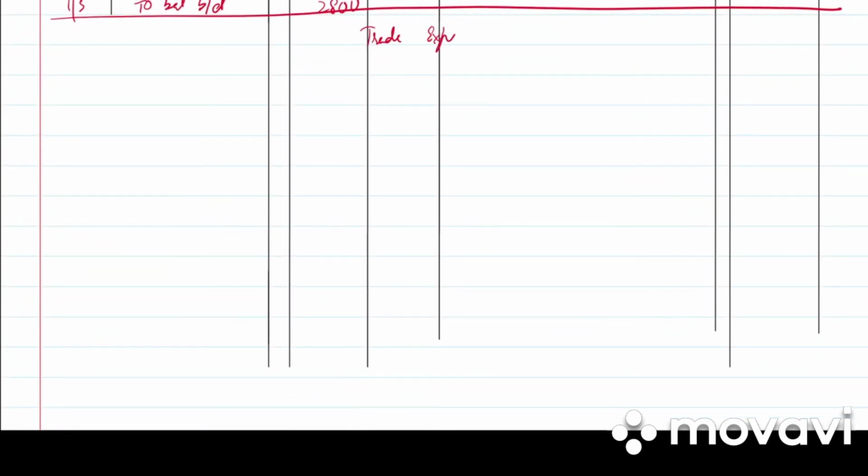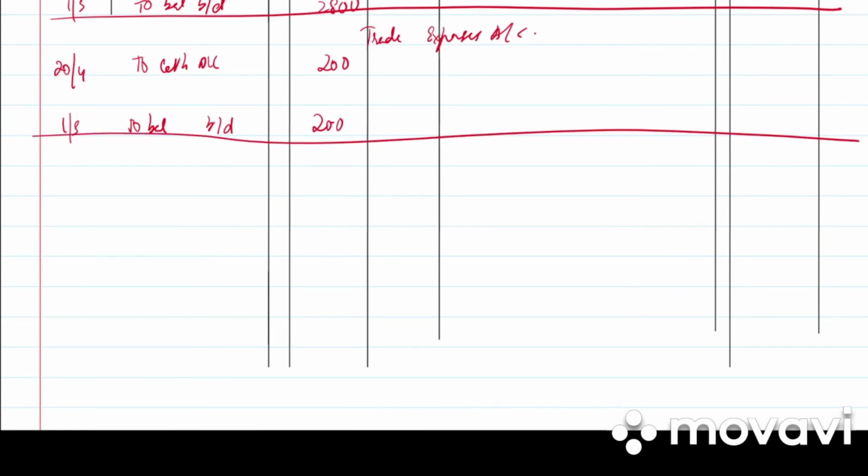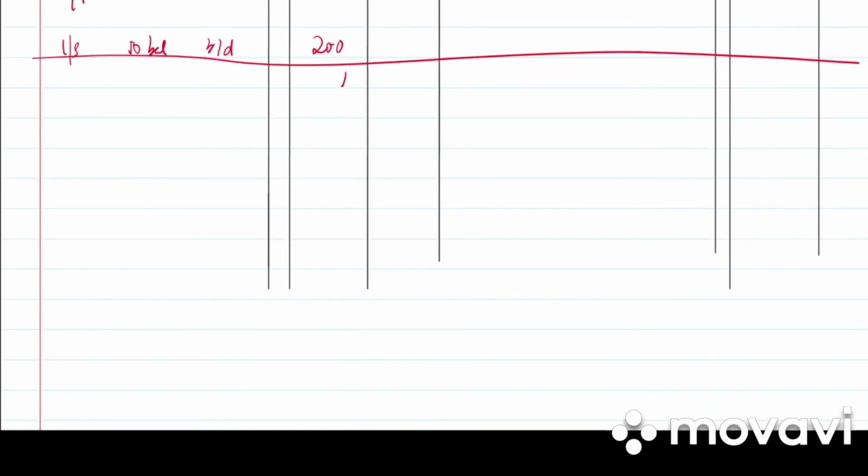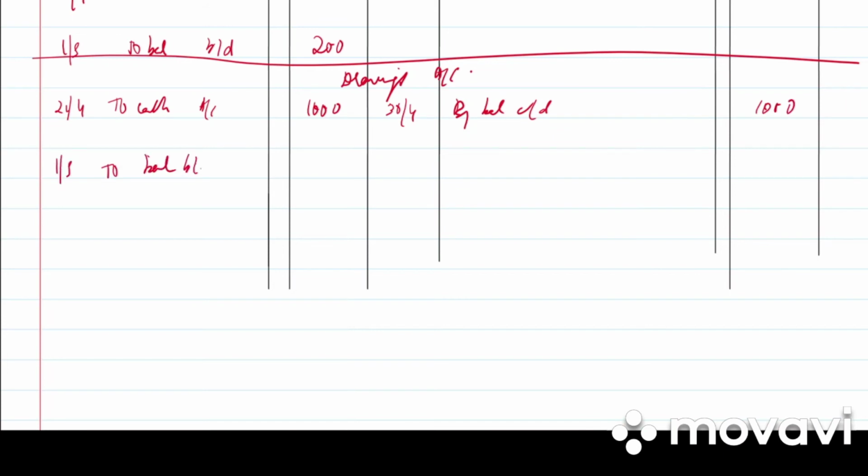Next we have trade expenses account. 20th April, to cash account 200. On 1st May, to balance brought down 200. Next we have drawings account. 21st April, to cash account 1,000 on the debit side. On 30th April we have by balance carried down 1,000. On 1st May, to balance brought down 1,000.